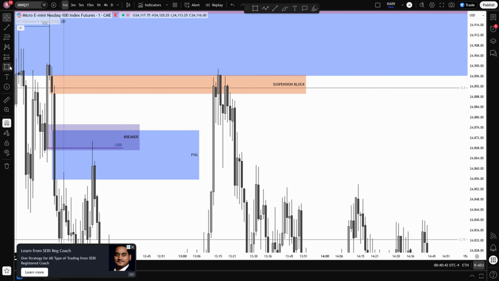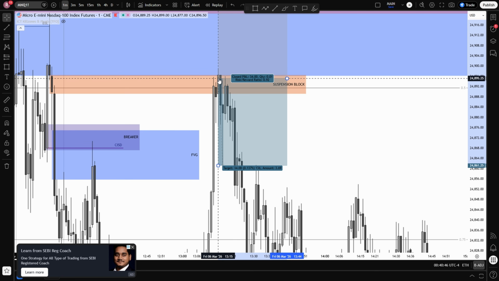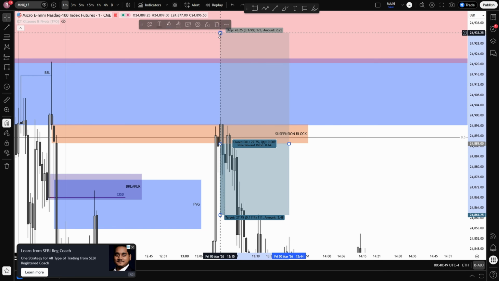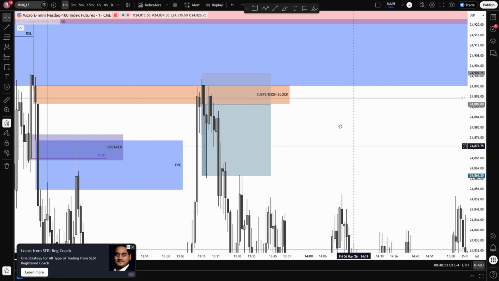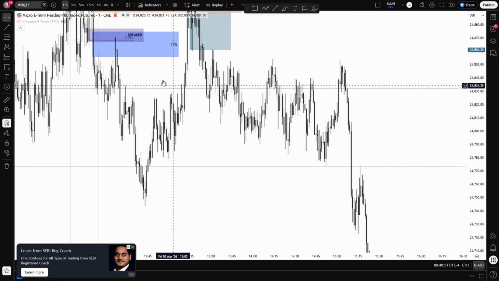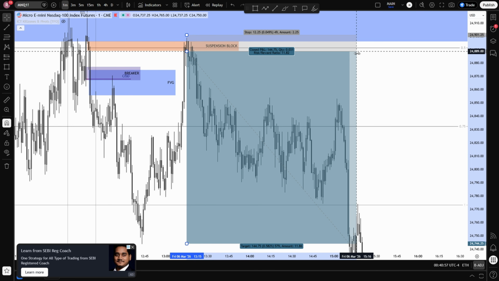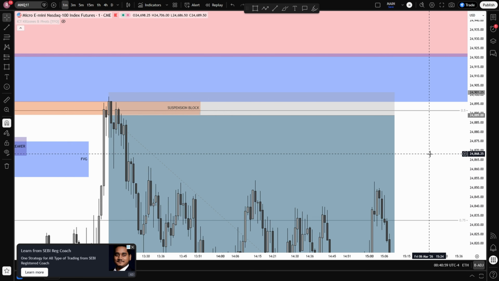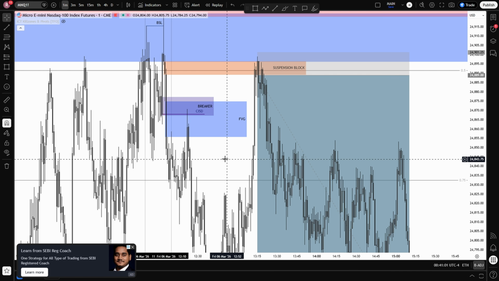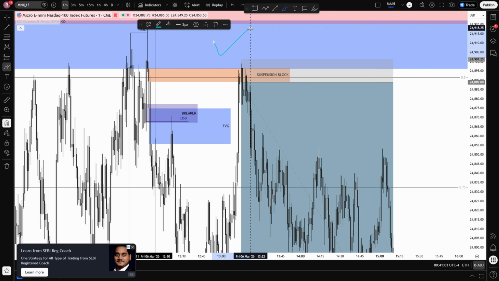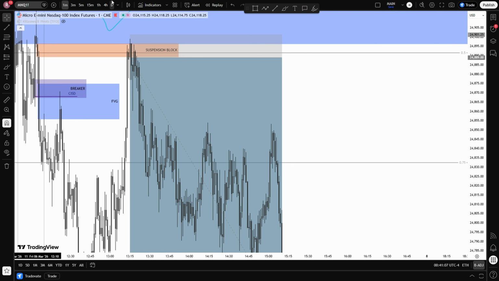You can see how price reacts from this level. Price pushes down aggressively from the suspension block and never even manages to close above it. Look at the reaction that comes from that level. This kind of reaction usually indicates institutional activity. This is where large orders from big players are sitting in the market, and that is why price responds so strongly from this area. So that is essentially what a suspension block is and how it works in the market.